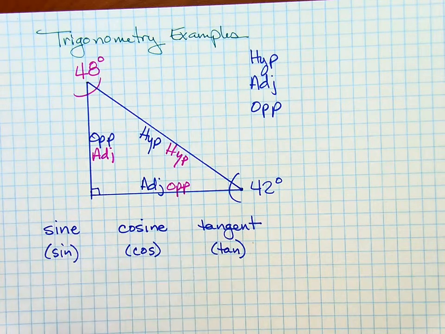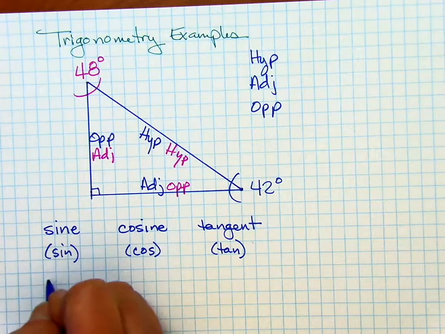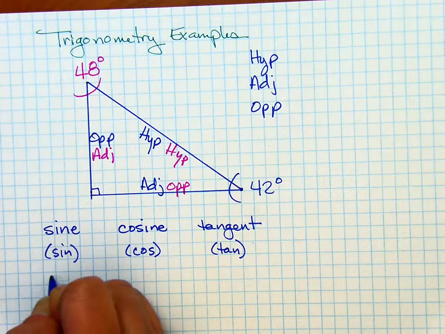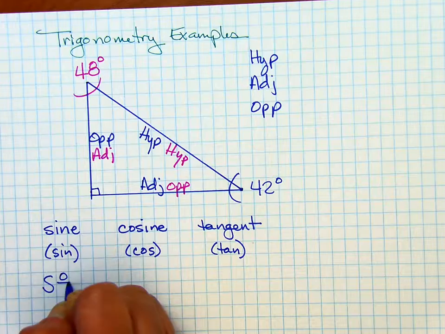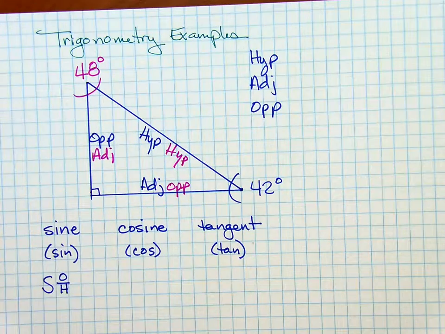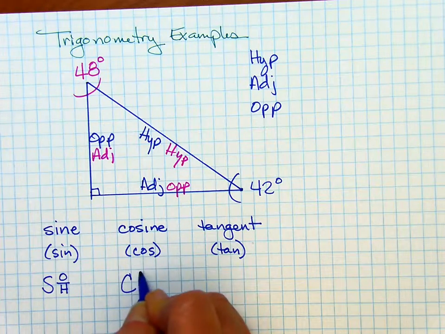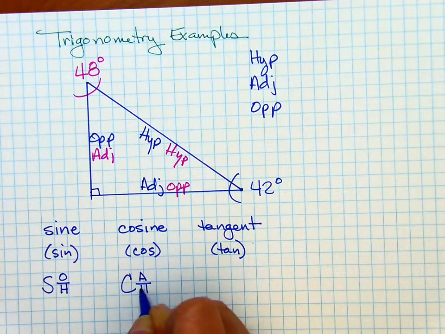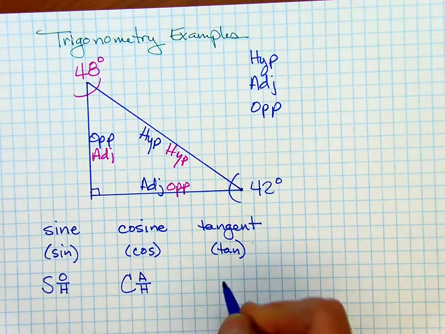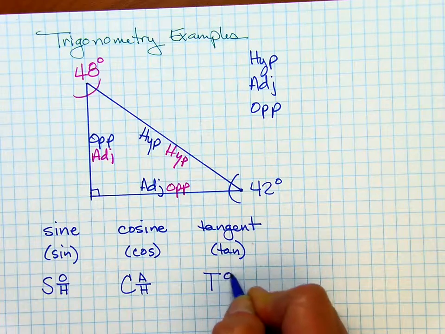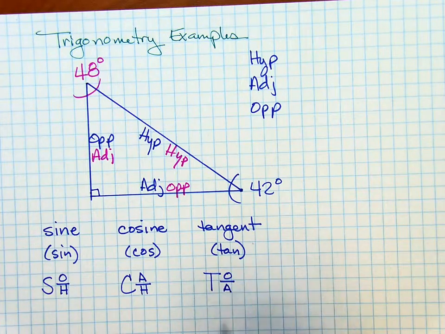Okay. Now a good way to remember, let me backtrack. These functions represent a ratio of two sides. Okay, and so sine is going to be a representation or a ratio of the opposite. So sine is the opposite over the hypotenuse. Cosine is going to be the ratio of adjacent over hypotenuse. And tangent will be the relationship or the ratio of opposite over adjacent.